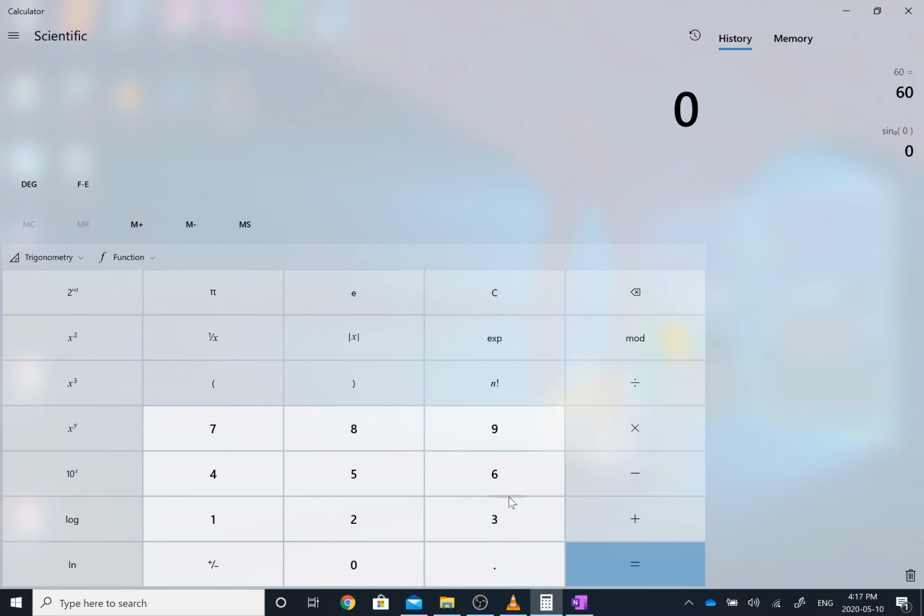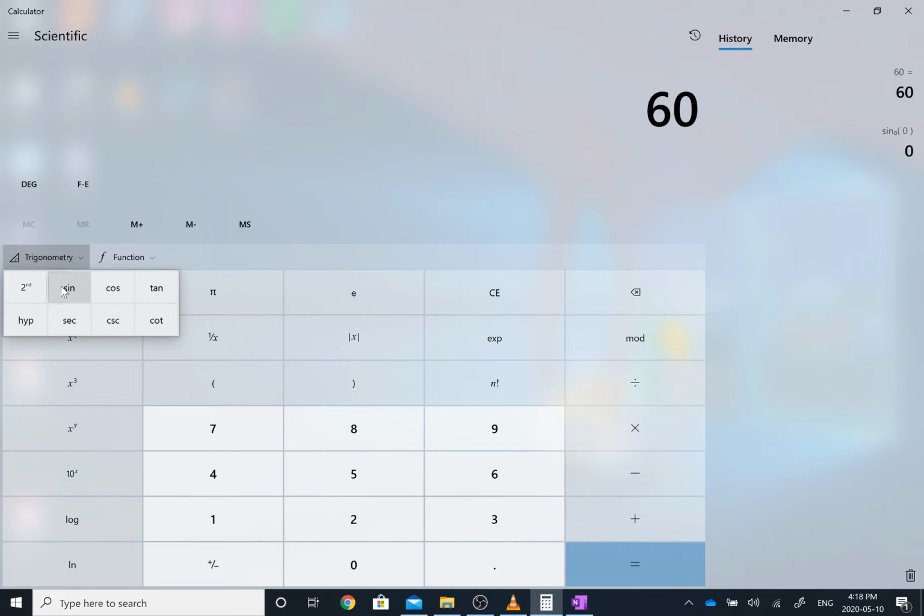So the way this one works, I'm going to hit 60, and then go to my trigonometry function over here. You may have to set your calculator up as scientific if you're using a computer, or if you're using a handheld calculator, it should be there. You should see something that says sine. If you're using your phone, you may have to turn your phone to landscape, and the scientific functions will come up.